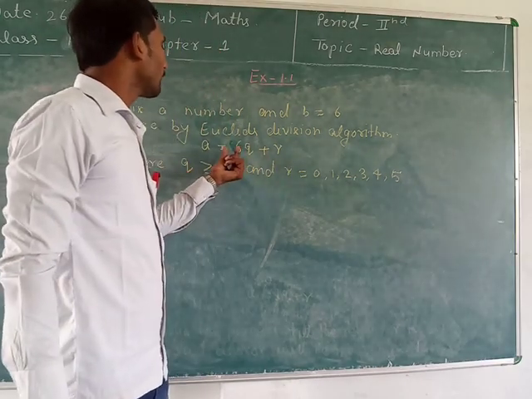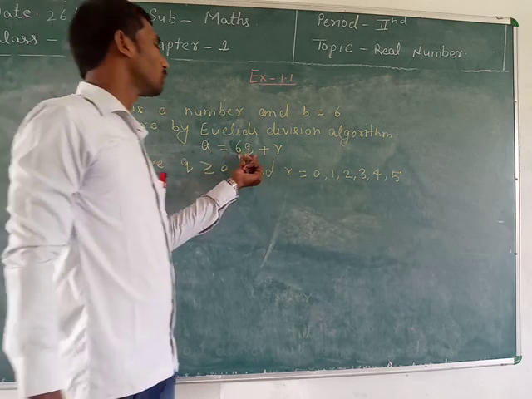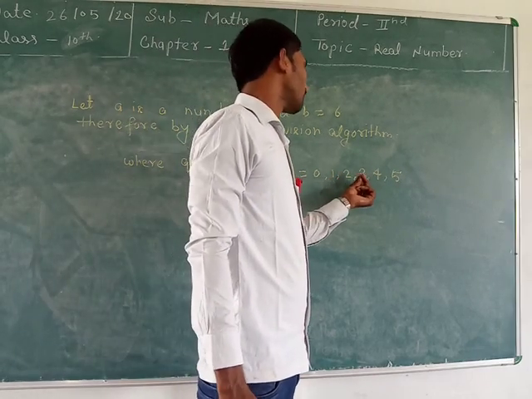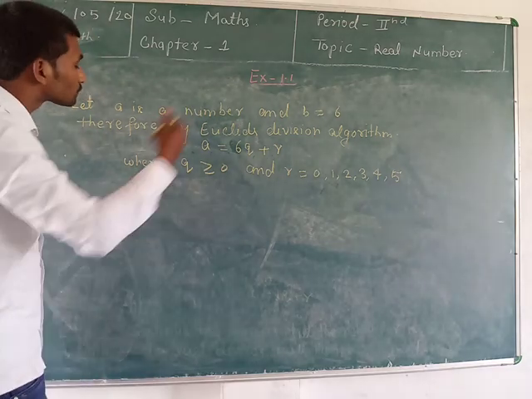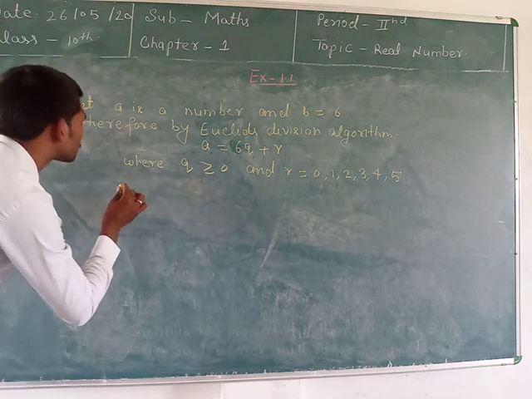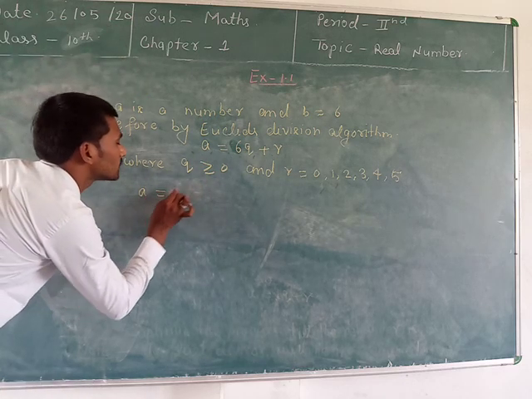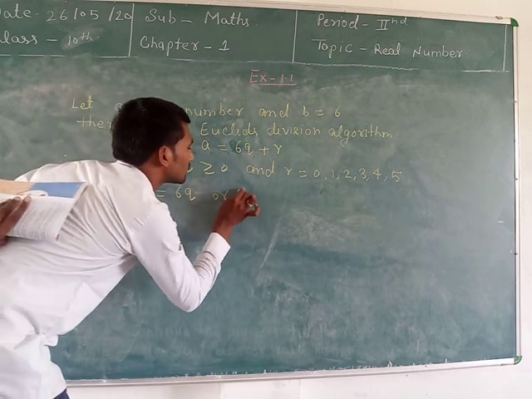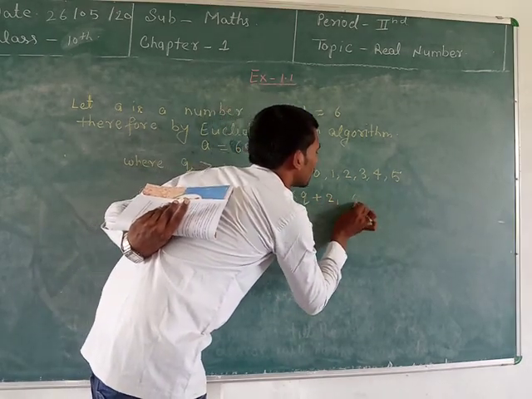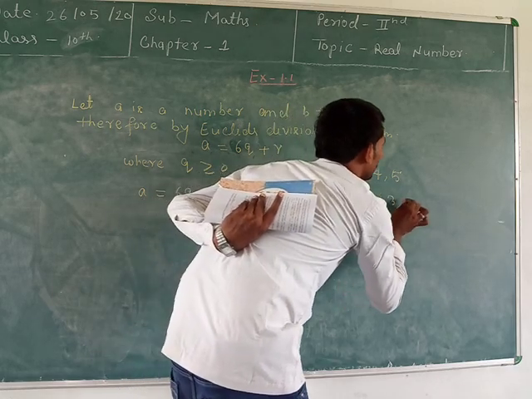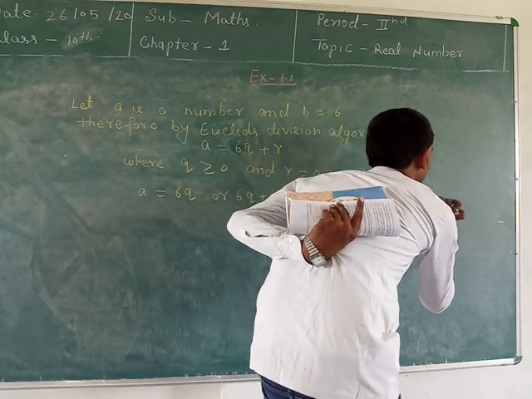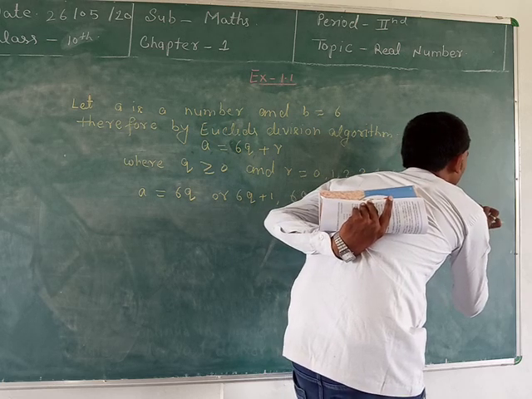Means if we divide a by 6 and get quotient q and remainder r, then the remainder r will be either 0, 1, 2, 3, 4 or 5. Okay, next, we can write this a equal to 6q or 6q plus 1 or 6q plus 2 or 6q plus 3 or 6q plus 4 or 6q plus 5.